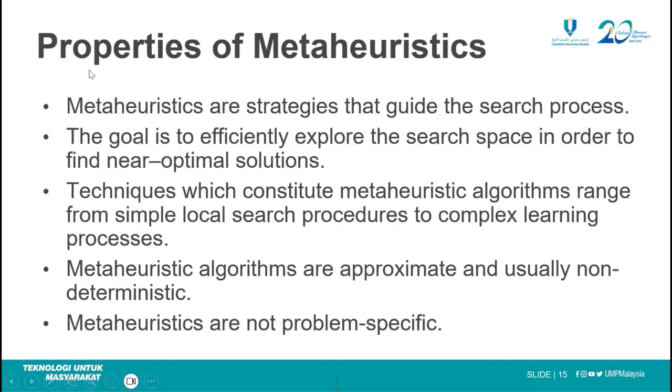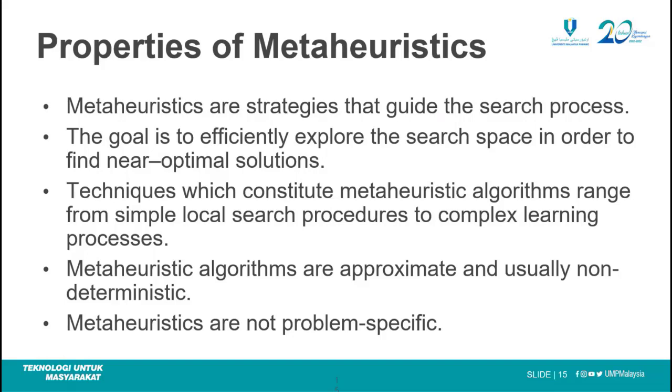So some of the properties of metaheuristics. Metaheuristics are strategies that guide the search process. The goal is to efficiently explore the search space in order to find near optimal solutions. So when we are using metaheuristics, we cannot say that the solution that we obtain is the real optimum, the most optimum, because a metaheuristic does not guarantee that we will obtain the real optimum solution.